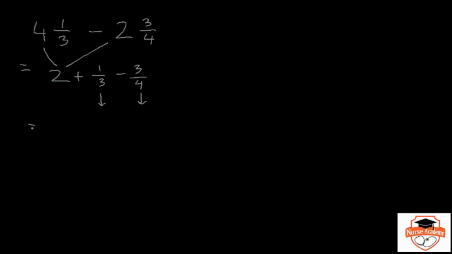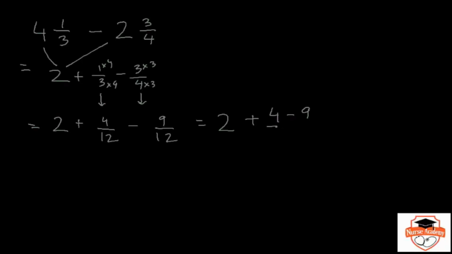So we have 2 wholes and something over 12 minus something over 12. 3 times 4 is 12. Multiply 1 with 4, you get a 4. 4 times 3 is 12. Multiply 3 with 3, you get a 9. And now there's a problem. This is 2 wholes and 4 minus 9 all over 12. 4 is smaller than 9. So that's going to give you a negative number.